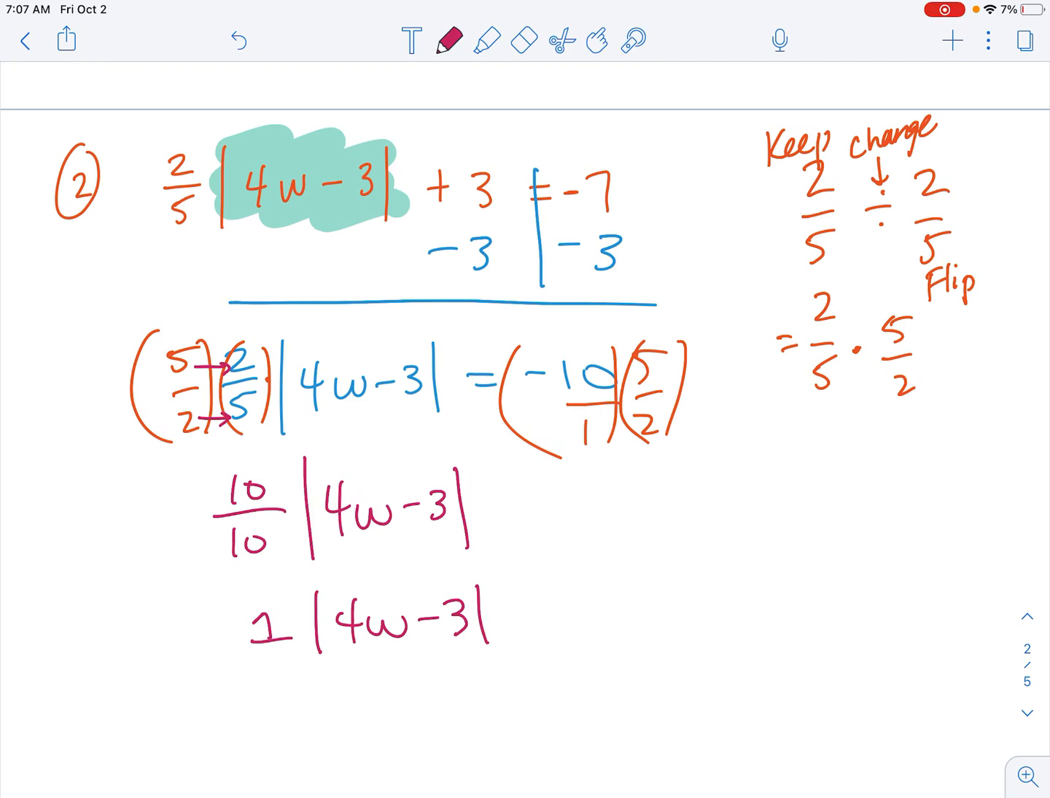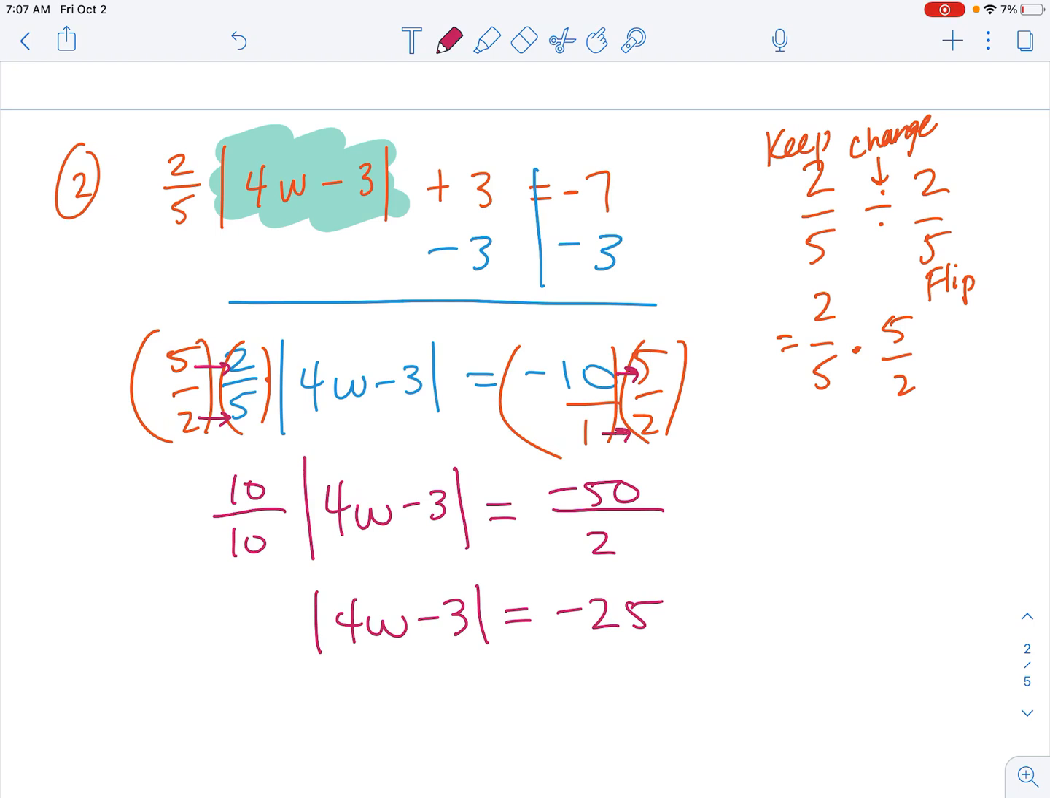And because I know 1 times the absolute value of 4w minus 3 is just going to be the absolute value of 4w minus 3, I don't need this 1. Working on the other side, negative 10 times 5 is negative 50, and 1 times 2 is 2. Simplifying this, negative 50 divided by 2 is negative 25.